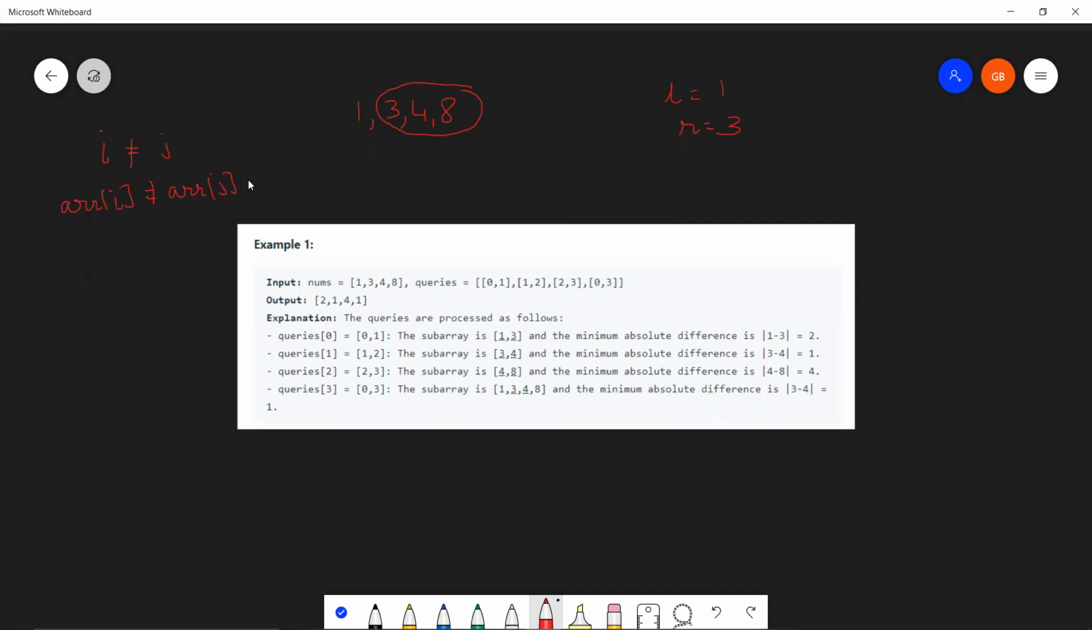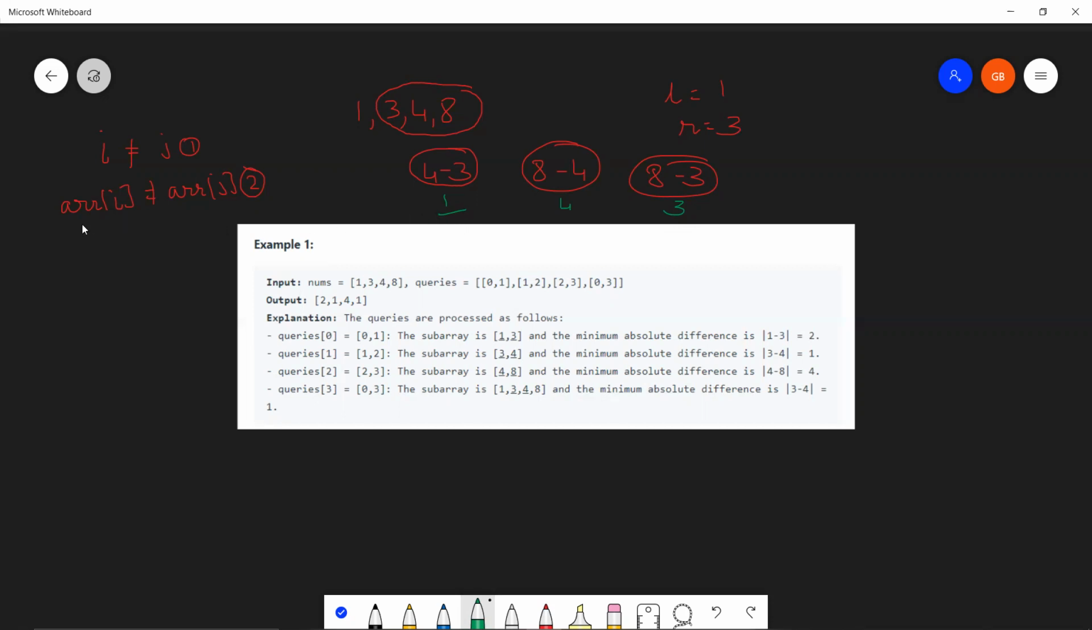I'll get to this second point. Let me discuss this first one. So i and j cannot be equal, which means I need not find the absolute difference of one element from itself. I need to find different absolute differences. So basically, I'm going to find 4 minus 3, then 8 minus 4, and also 8 minus 3 is one possibility. Let me quickly write their answers over here. So 4 minus 3 will give me 1, 8 minus 4 will give me 4, and 8 minus 3 will give me 5. Among 1, 4, and 5, the minimum is 1, obviously. So this will be our answer for this particular range.